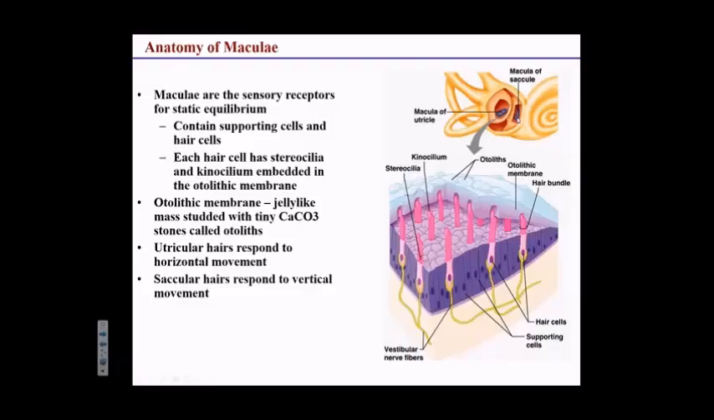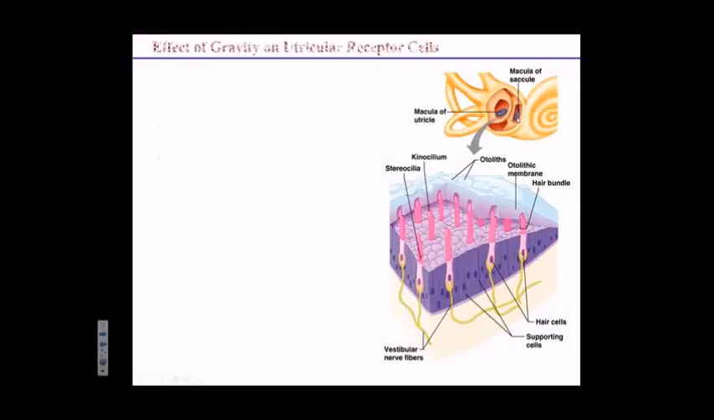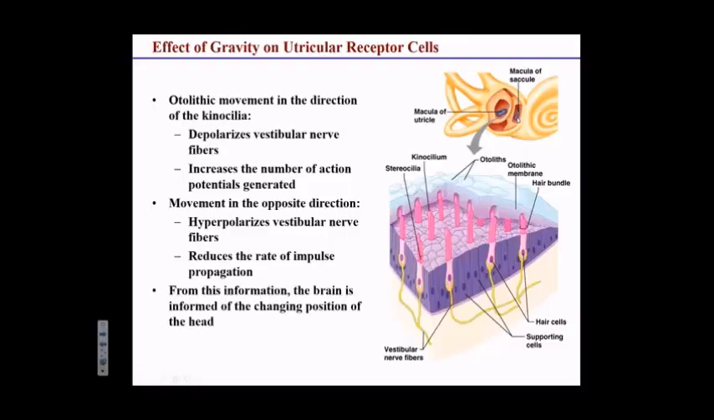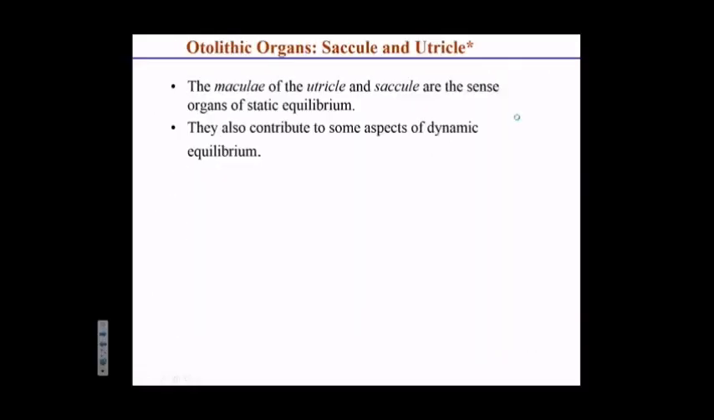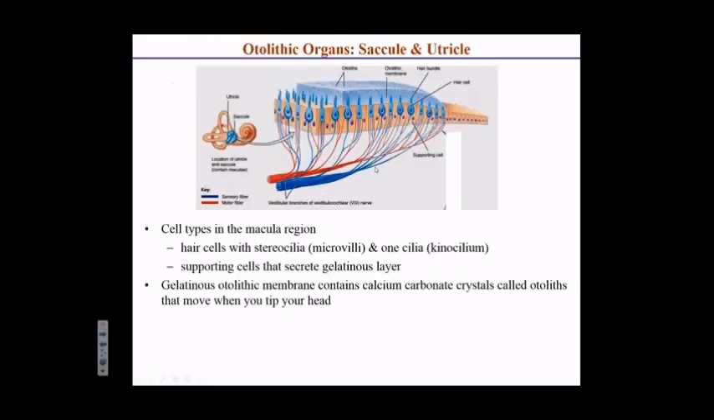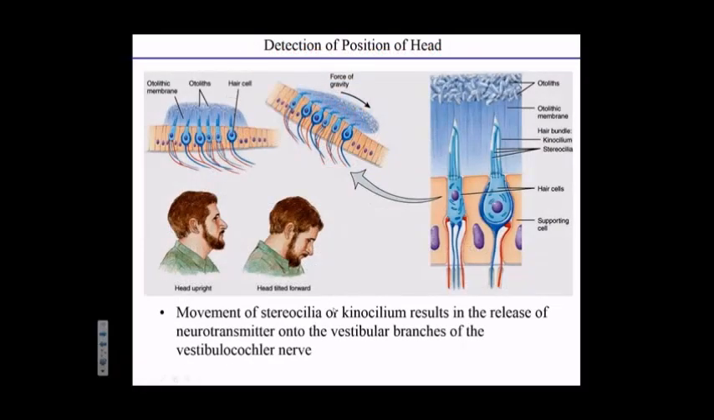Now you have this same type of apparatus in the semicircular canals. So what do they sense? They sense static equilibrium. They also contribute to some dynamic equilibrium. And here's what they look like again. Nothing new here. The semicircular canals, as well as the vestibule, which contains the saccule and the utriculus, when you move, they bend the hair cells.